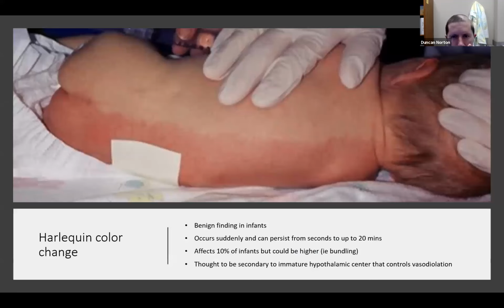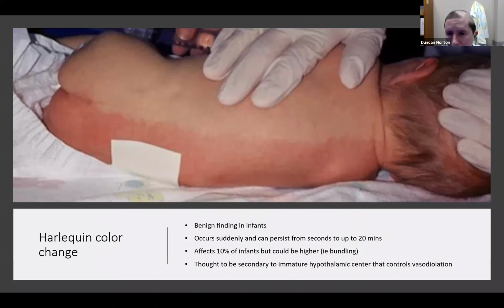So next is a harlequin color change. This is typically a benign finding in infants. We don't really know the true incidence of it because the majority of times our infants are bundled. And so this may hide it, but it's expected that about 10% of infants have this.